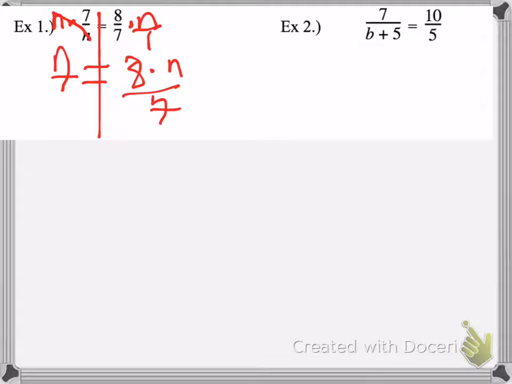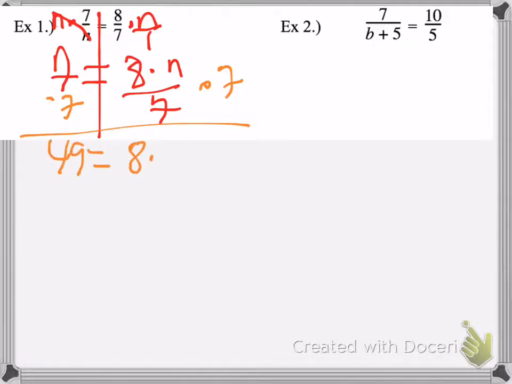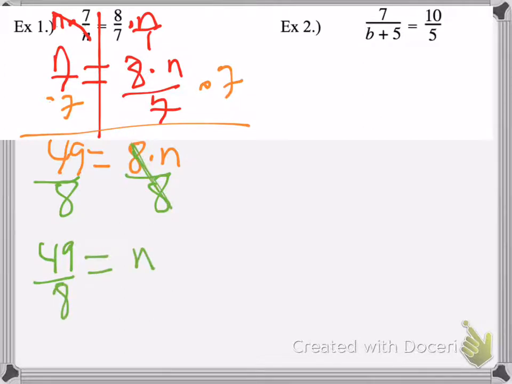Then, to deal with this 7, you're going to multiply both sides by 7. So times 7, times 7. So 7 times 7 is 49 equals 8 times n. And then it's super easy. All you got to do is solve your equation like you used to. So divide both sides by 8. So 49 divided by 8, well, that's going to give you a fraction, so I'm going to leave it as 49 divided by 8. It's going to give you a decimal. And we're done. All you got to do is multiply.